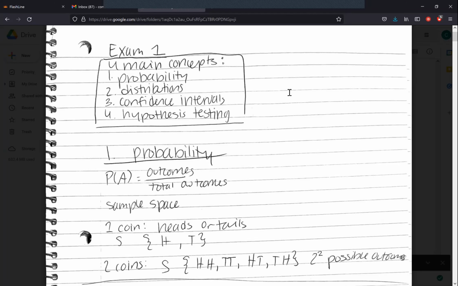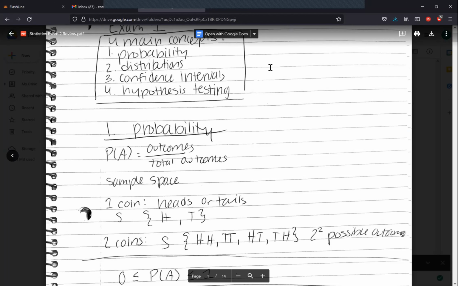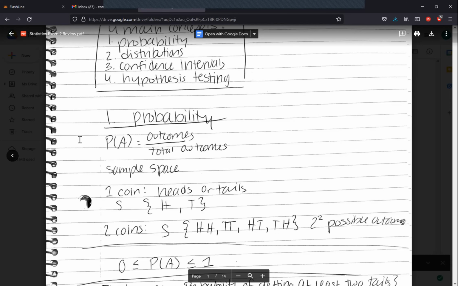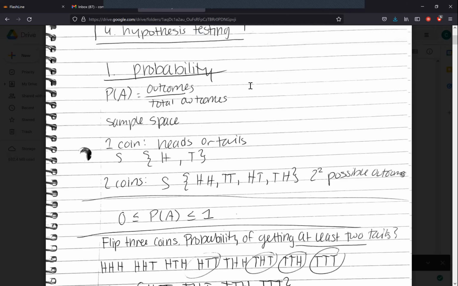Anyways, for exam 2, there are four main concepts: probability, distributions, confidence intervals, and hypothesis testing. And these coincide with the order of the chapters and the concepts that we went over. So first is probability. Probability is the number of outcomes that occur over the total number of outcomes.